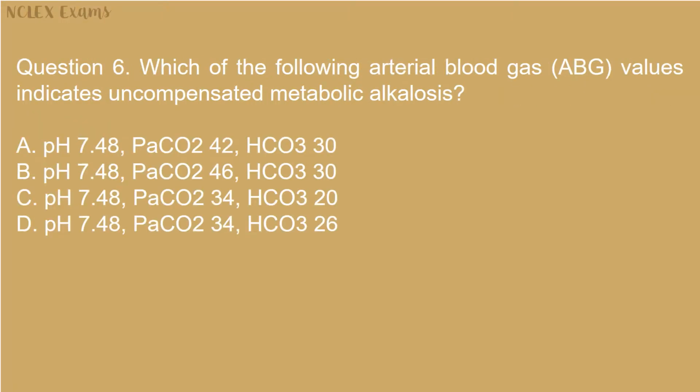Question 6. Which of the following arterial blood gas, ABG, values indicates uncompensated metabolic alkalosis? A. pH 7.48, PaCO2 42, HCO3 30. B. pH 7.48, PaCO2 46, HCO3 30. C. pH 7.48, PaCO2 34, HCO3 20. D. pH 7.48, PaCO2 34, HCO3 26.